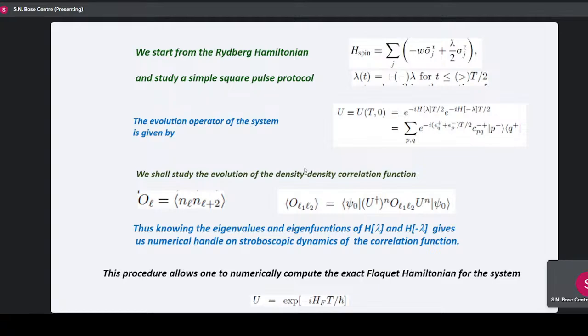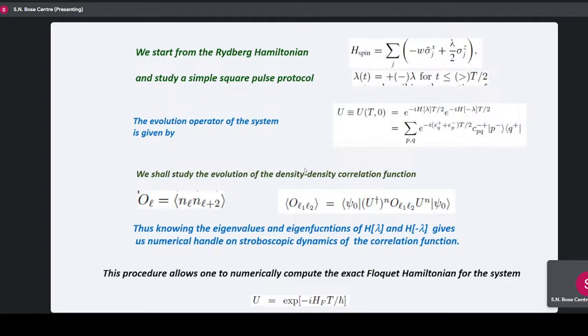And for that, what we note is that for this protocol, the evolution operator, which controls all the dynamics of the system, can essentially be written as a product of two exponentials. And these are known once you know the eigenstates and eigenfunctions, which are known numerically through exact diagonalization of H of lambda and H of minus. And once you find this, it's easy to find the evolution of any operator.